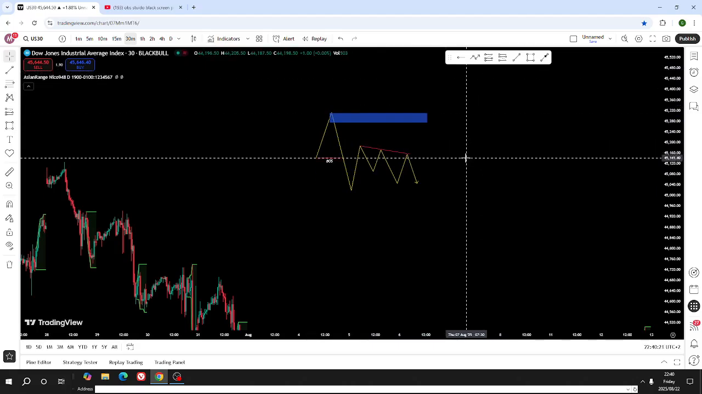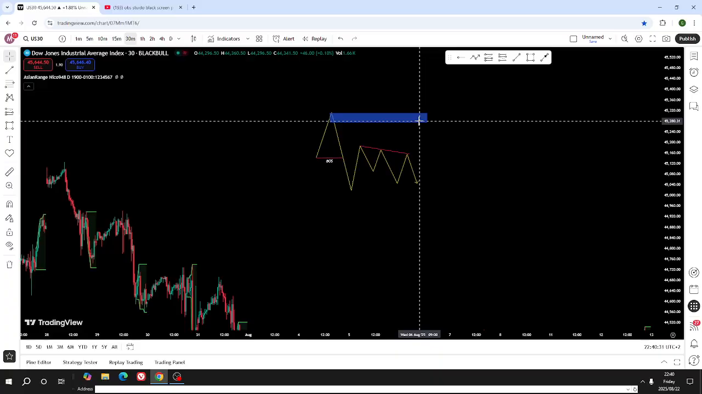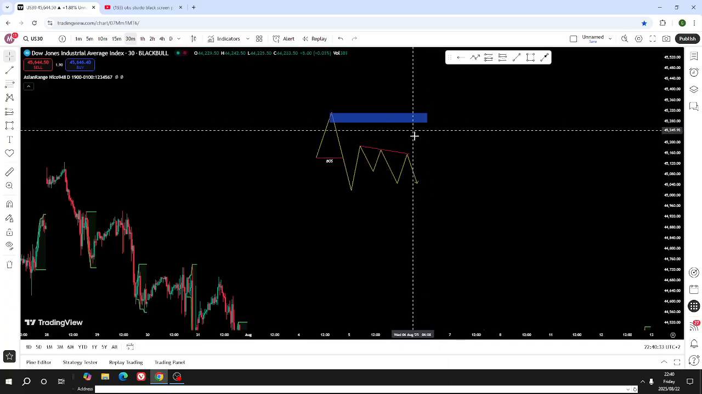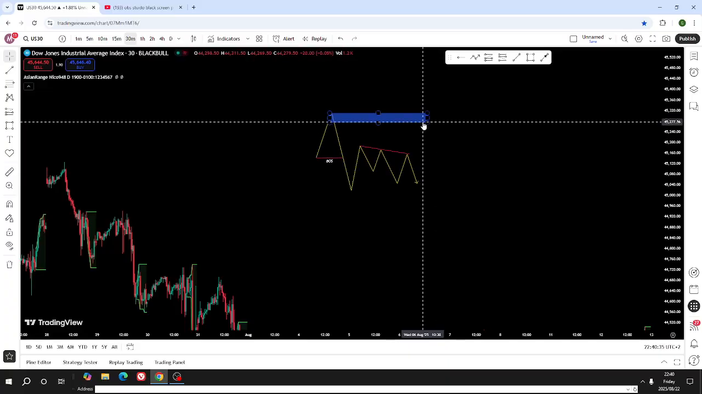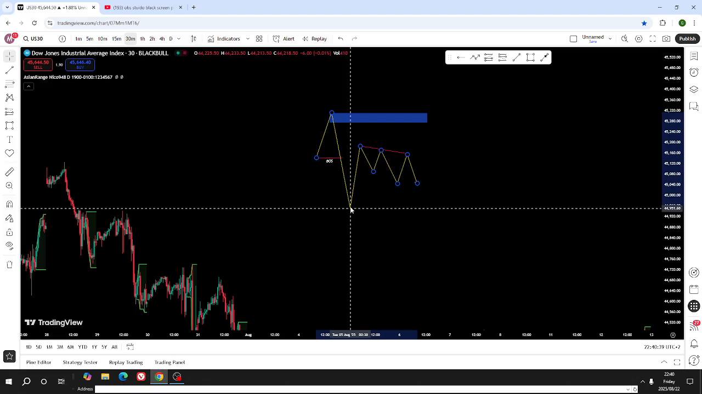This is a very high setup, where you do not need to hesitate when the market comes into your order block. You just need to confirm, then go big and go for this low. That's right over here.